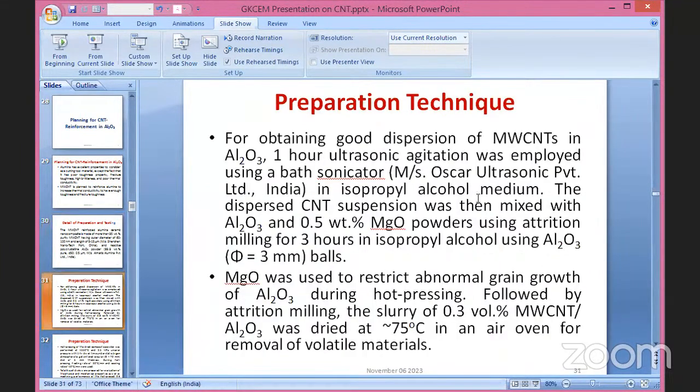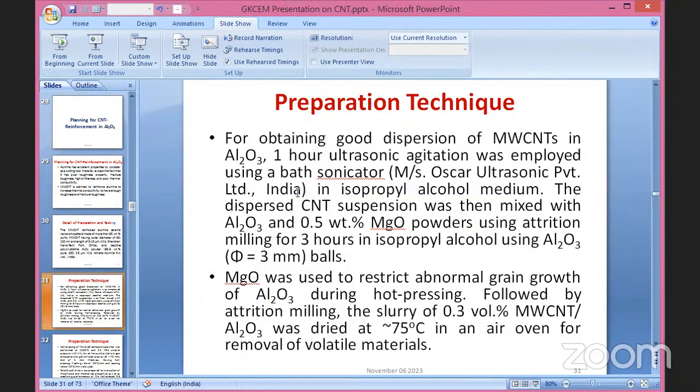For obtaining good dispersion of multi-walled carbon nanotubes in alumina, 1 hour of ultrasonic agitation was employed using a bath sonicator, made by Oscar Ultrasonic Private Limited India, in isopropyl alcohol medium. So within isopropyl alcohol, we are putting the multi-walled carbon nanotubes for 1 hour under ultrasonic vibrations. So it is now getting dispersed, and there is no agglomeration taking place there.